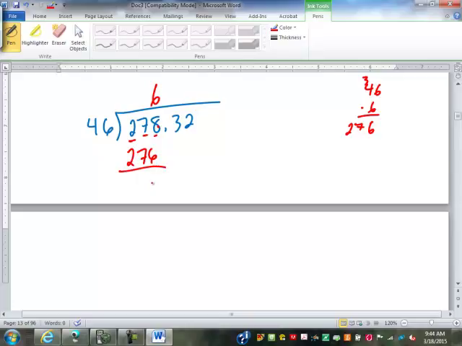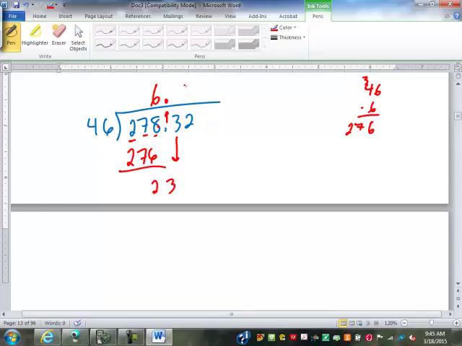8 minus 6 is 2. Ooh, there's nothing else left. Should we bring down the 3? We cross the decimal point. We can never cross the decimal point without doing something. In this case, the decimal point has to go up. Now we can bring down the 3. 46 into 23? 25, right? No. We can't go in there, can we?